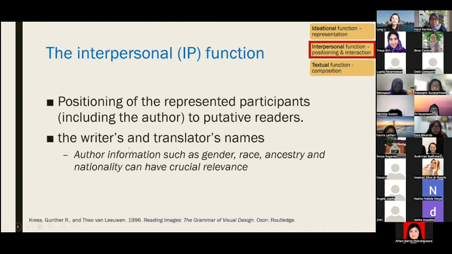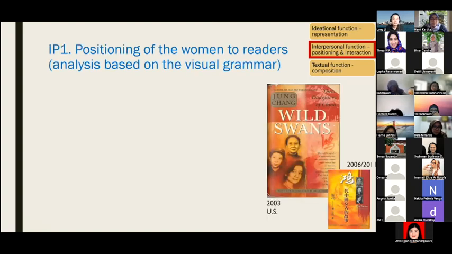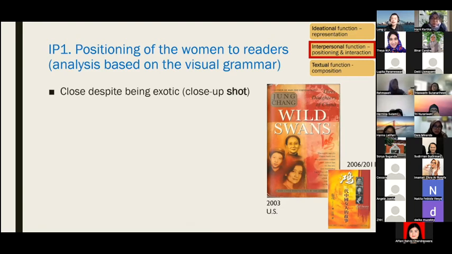We'll also talk about the writers' and translators' names because all the information such as gender, race, ancestry, and nationality can have crucial relevance in how the people are positioned to readers. So when we analyze the visual grammar, we find that the women are positioned to be close to Western readers, even though they are clearly exotic, right? They are East Asian, and there's a Chinese character, and there is this mysterious Chinese pavilion in the background. So clearly exotic, but nevertheless close to Western readers.